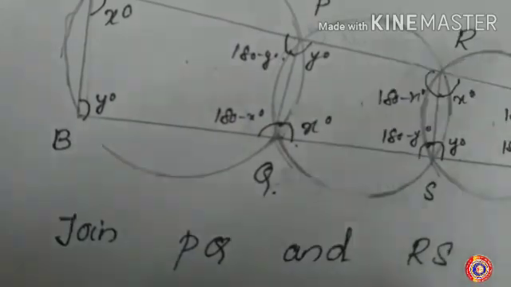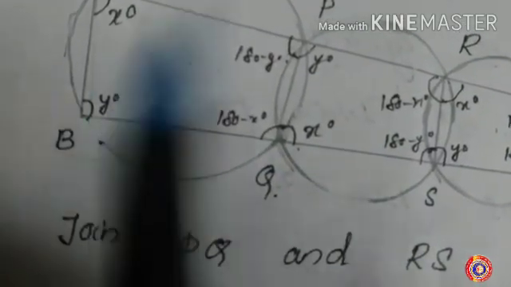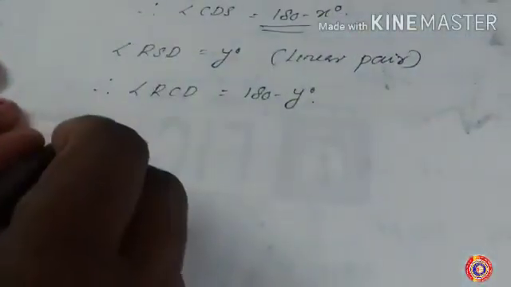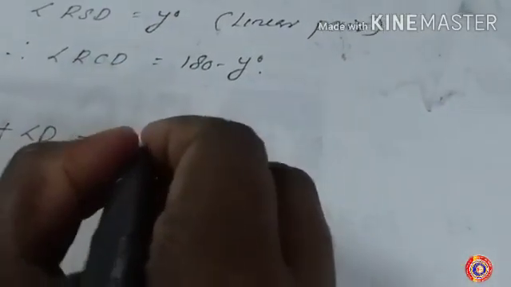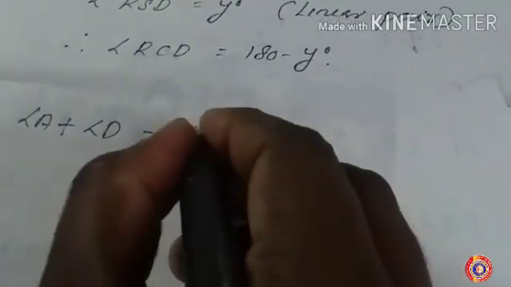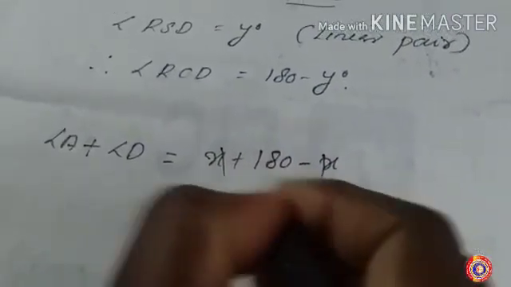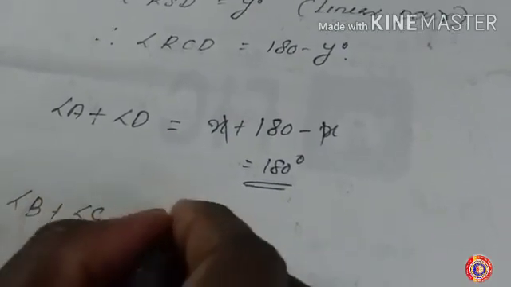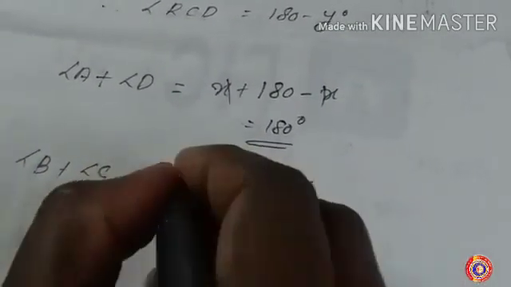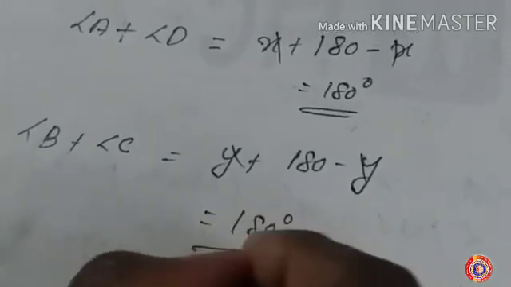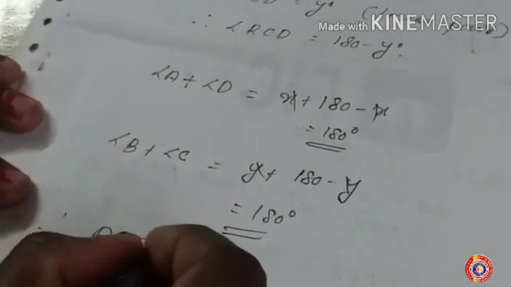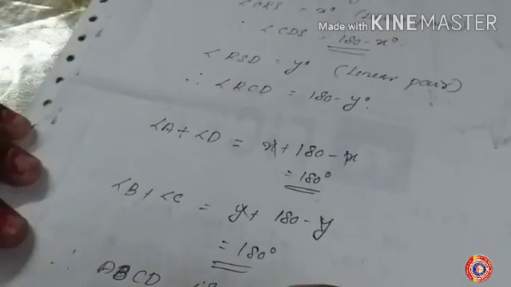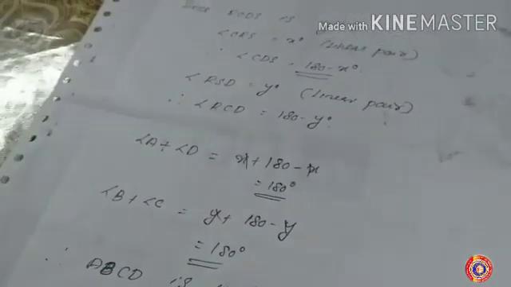Next, we have to take the sum of opposite angles. First of all, angle A plus angle D and angle B plus angle C. Angle A plus angle D is equal to x plus 180 minus x, which is equal to 180 degree. And angle B plus angle C is equal to y plus 180 minus y, which is equal to 180. Both show that the opposite angles are supplementary. Therefore, we can write ABDC is a cyclic quadrilateral.